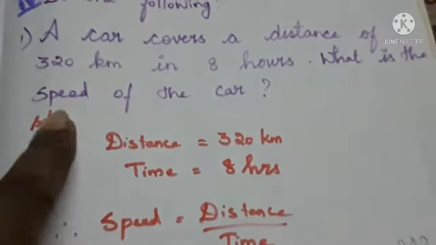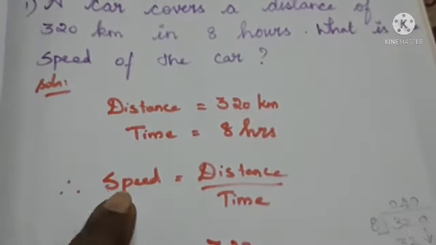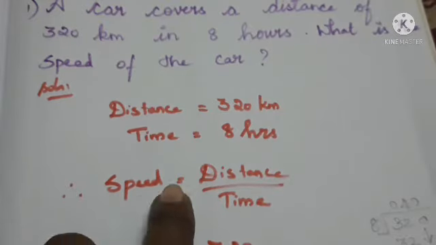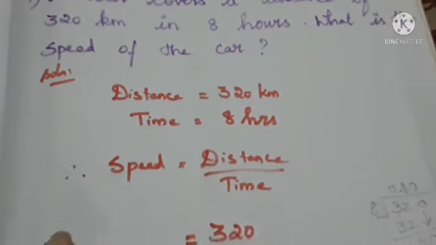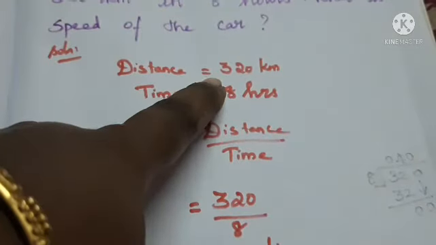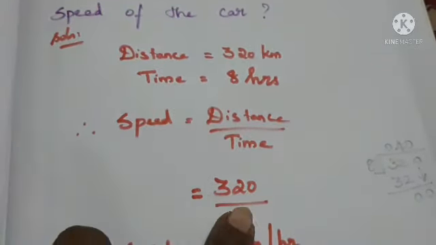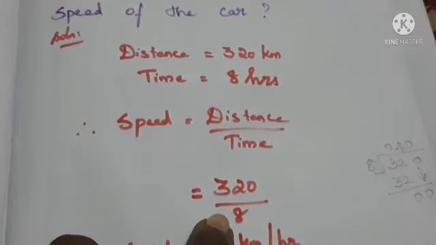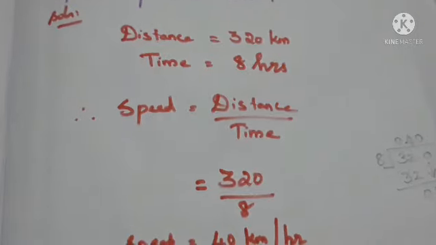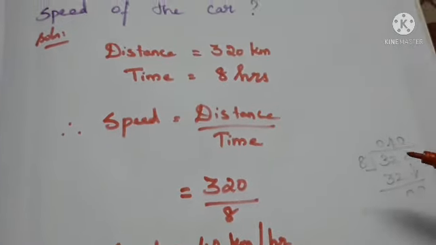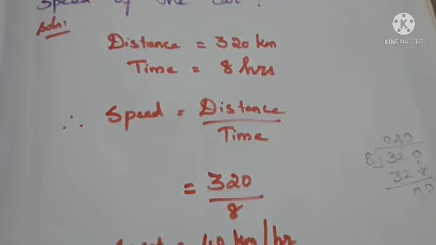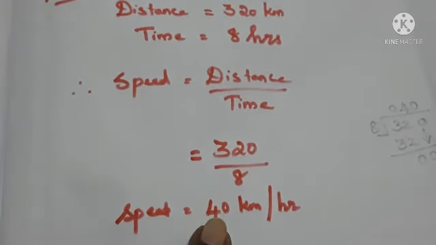They asked to find out the speed, so we know the formula: speed is equal to distance divided by time. So speed is equal to, what's the distance we have? Yes, 320, divided by 8. Here there is no need to write the units. If you divide 320 by 8, you will get 40 as the quotient and 0 as the remainder. So from here we can write speed is equal to 40.